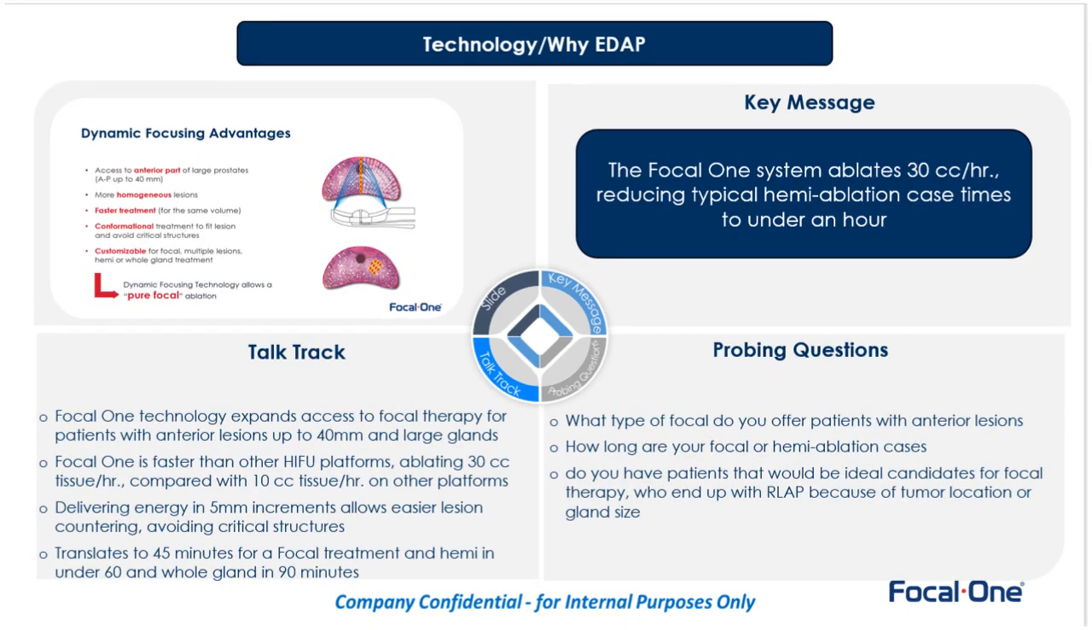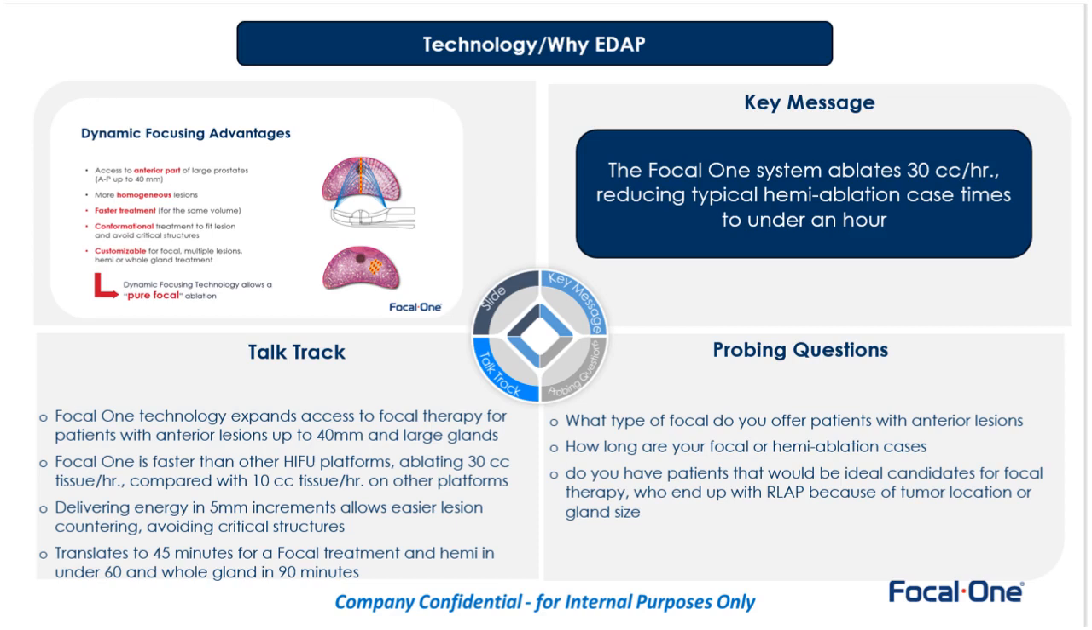This slide also shows the value that our technology brings to the hospital. Focal One is fast, efficient, and easy to use. The system ablates 30 cc per hour, reducing typical hemi-ablation case times to under an hour. Think about the following as you build your own talk tracks for this slide. Focal One technology expands access to focal therapy for patients with anterior lesions up to 40 mm and large glands.